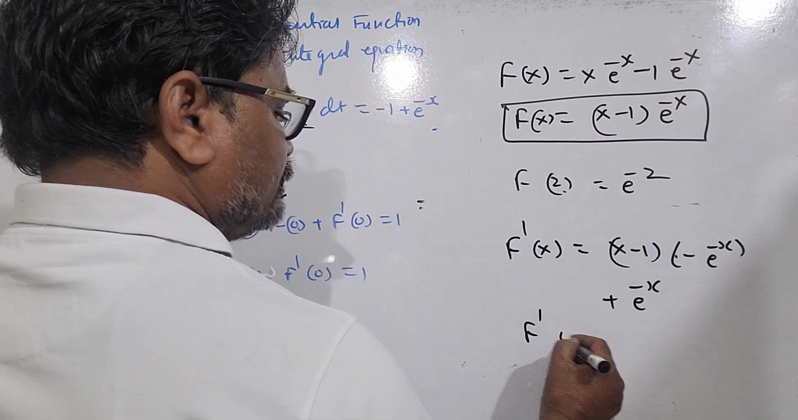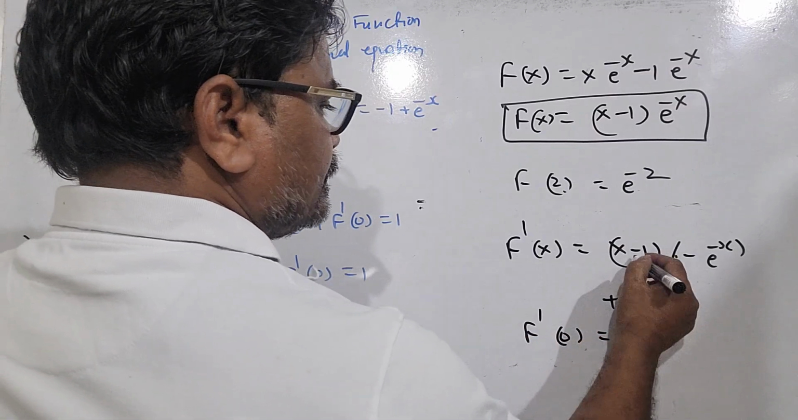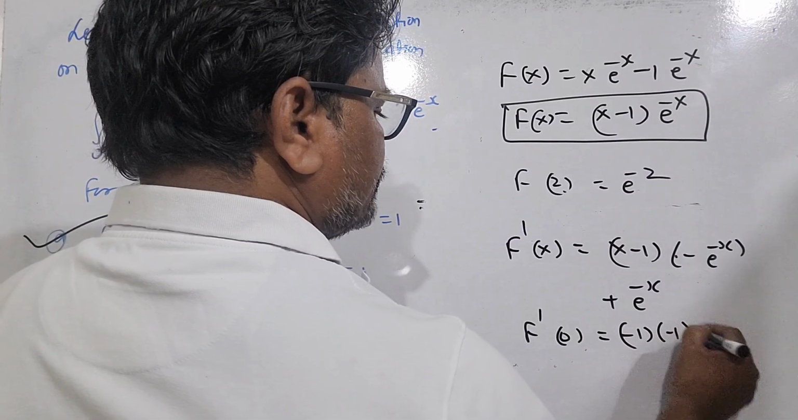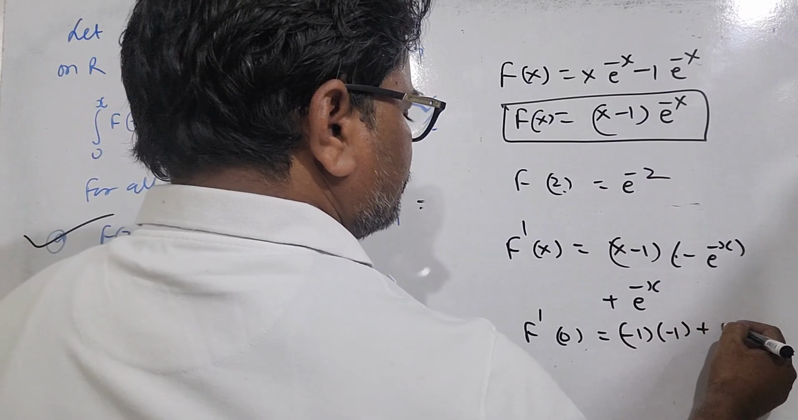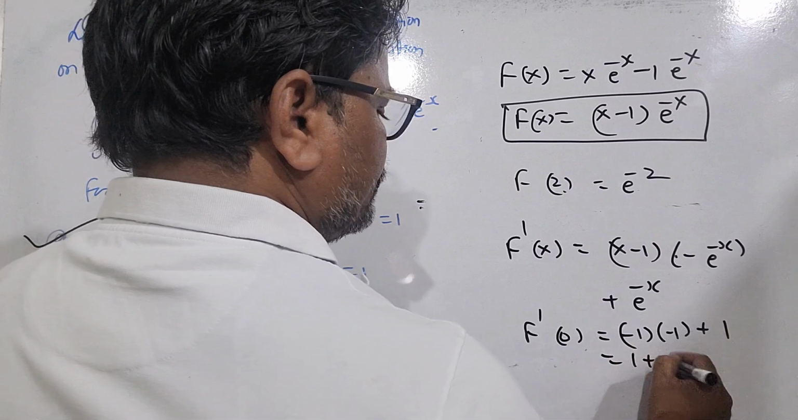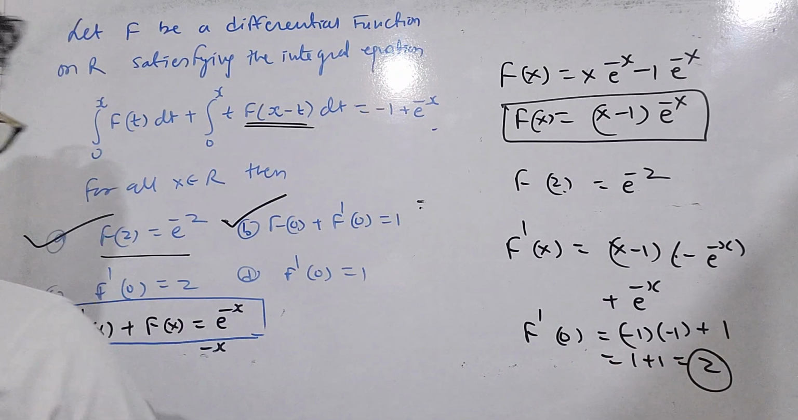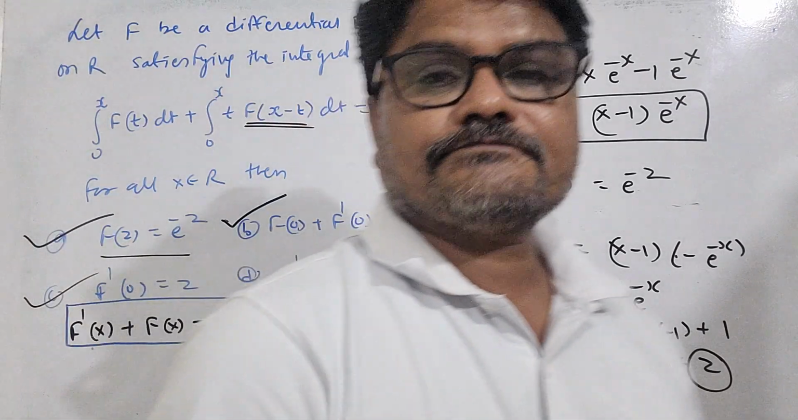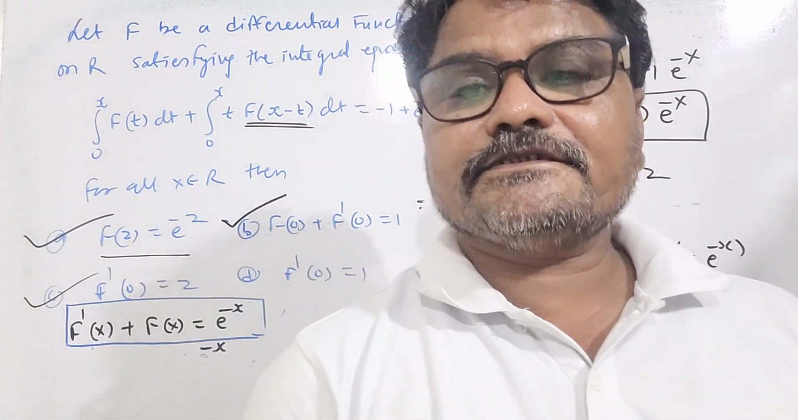So f dash 0 is minus 1 into minus 1 plus 1. That is 1 plus 1, that is equal to 2. f dash 0 is 2. This option is wrong. So therefore A, B and C, these three options are correct. So this is a quite interesting question.